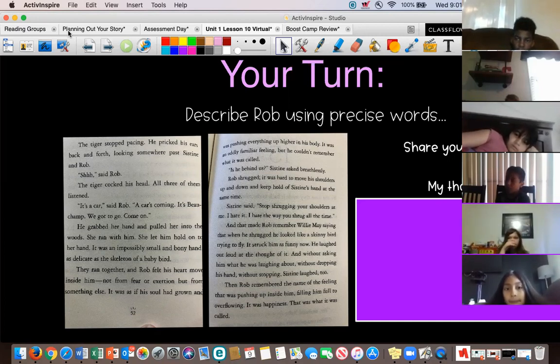Is he behind us? Sistine asked breathlessly. Rob shrugged. It was hard to move his shoulders up and down and keep hold of Sistine's hand at the same time.